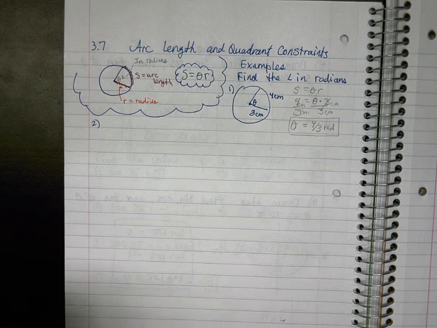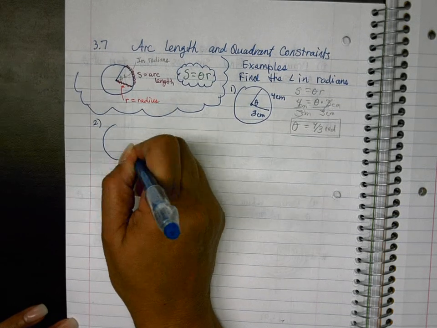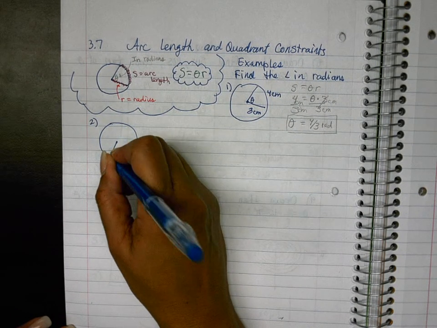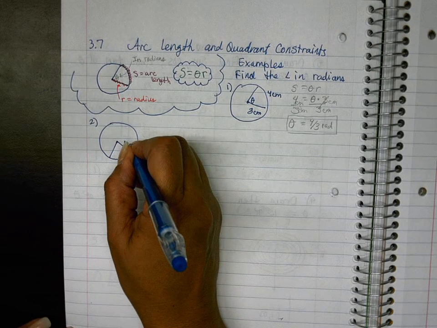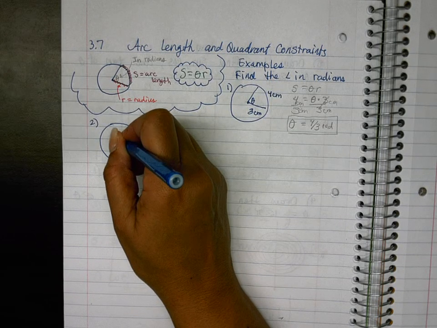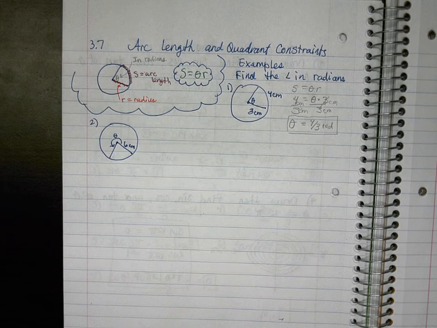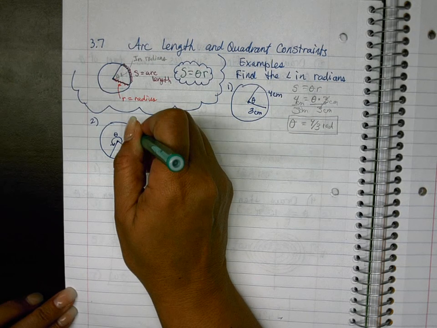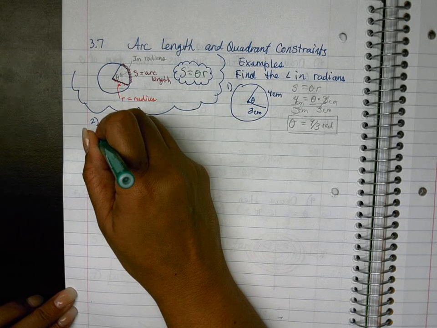Number 2. Another circle. Center, radius is 6 centimeters, and theta is the bigger one out here. That's theta. And the arc length, this big arc length out here, is 24 centimeters.